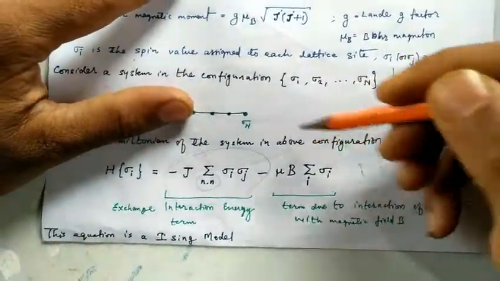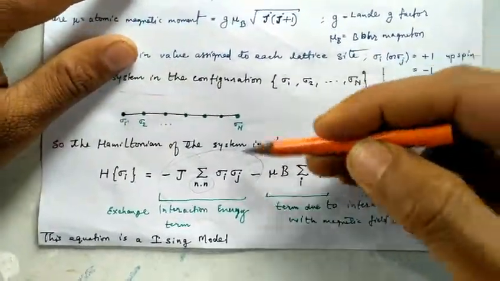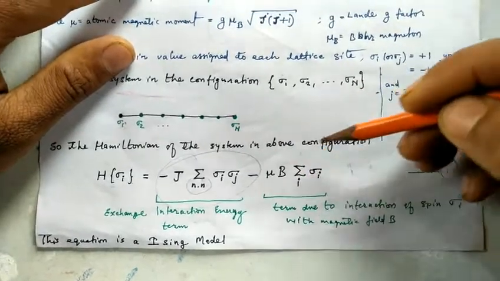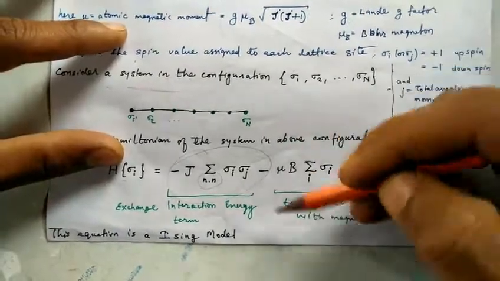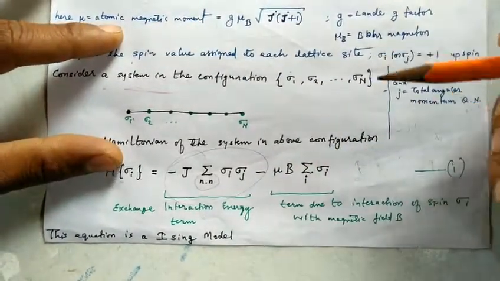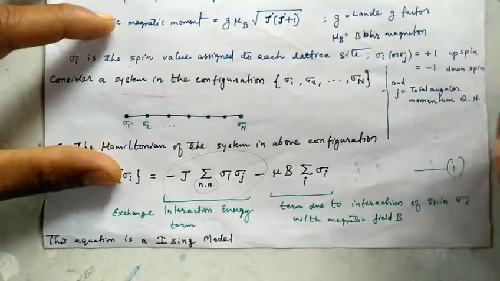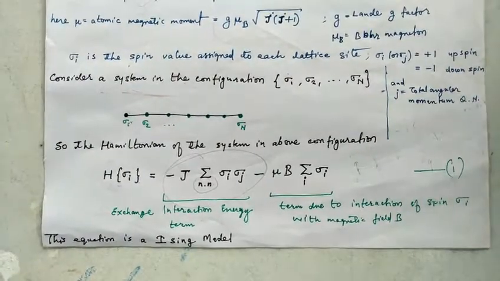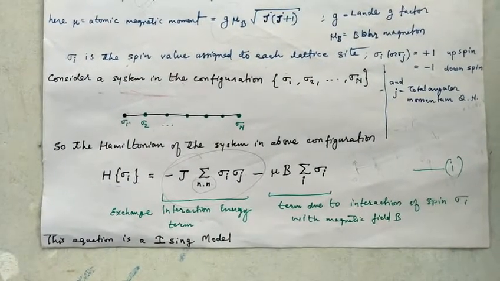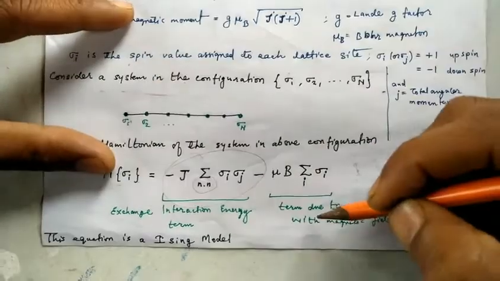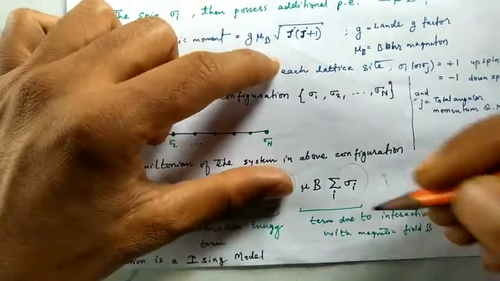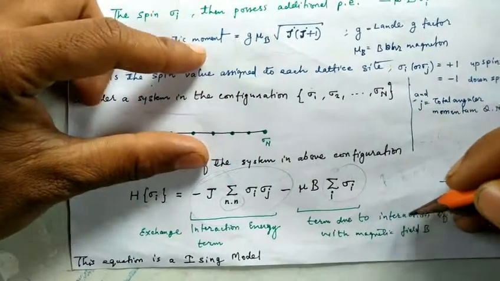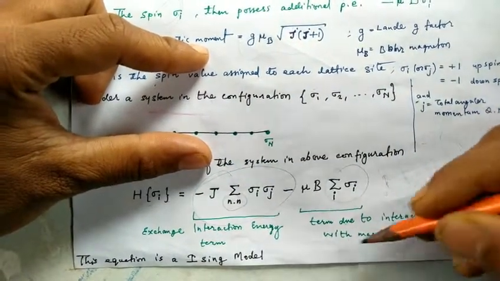Now let's see what this term is. This term comes because of the magnetic field, because we subject our lattice to an external magnetic field. That's why this term has come. It is just the additional potential energy that has developed in the lattice due to the spin. It is clearly written here: the term due to interaction of the spin sigma i with the magnetic field.